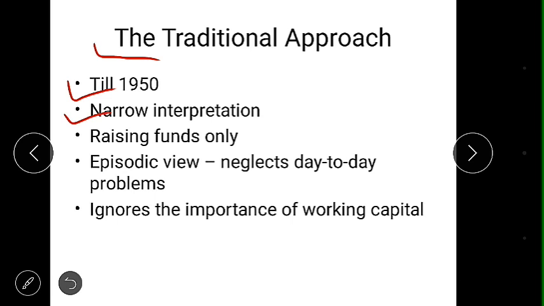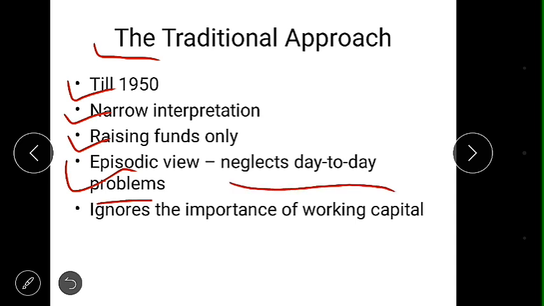Because it is limited to raising of funds only. So this approach is not giving any idea about utilization of funds. It gives idea about raising of funds only. Episodic view neglects day-to-day problems. Now what is episodic view? There are some major events in company and this approach focuses on those big or major events in the company. This approach neglects the day-to-day problems.